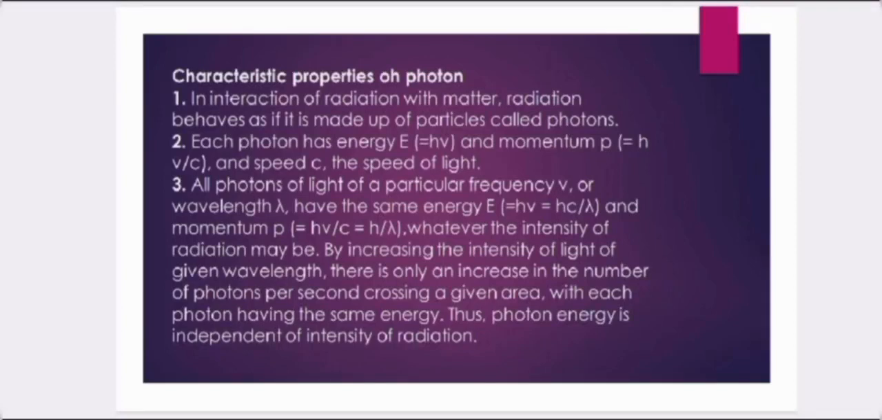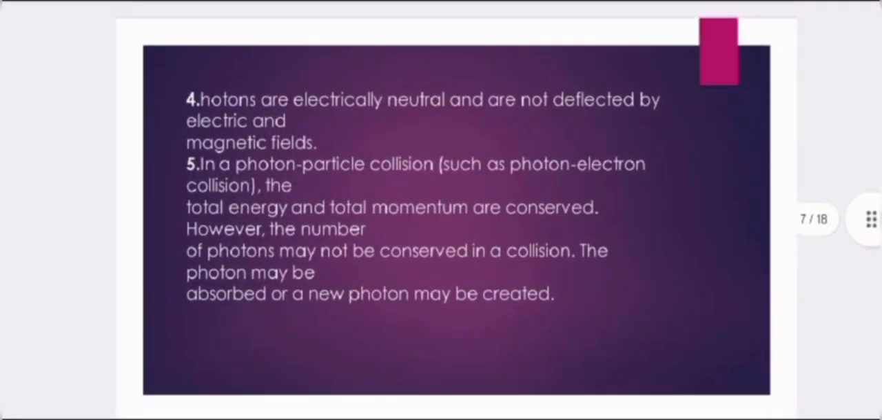Whatever the intensity of radiation may be, by increasing the intensity of light of given wavelength, there is only an increase in the number of photons per second crossing a given area, with each photon having the same energy. Thus, photon energy is independent of intensity of radiation. Photons are electrically neutral and are not deflected by electric and magnetic fields.